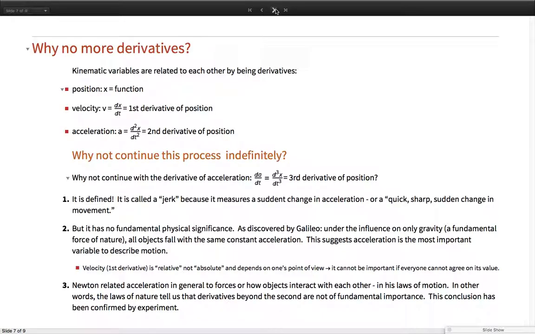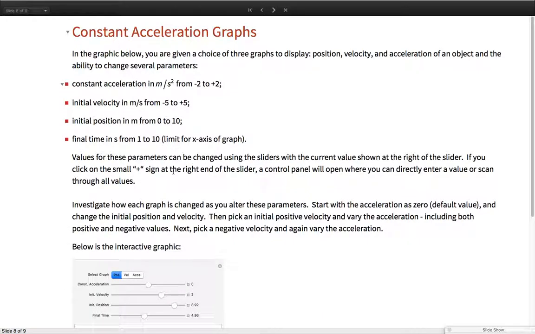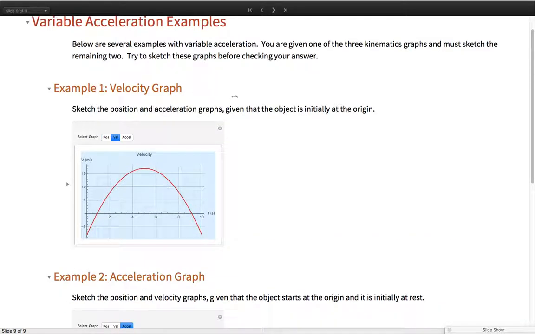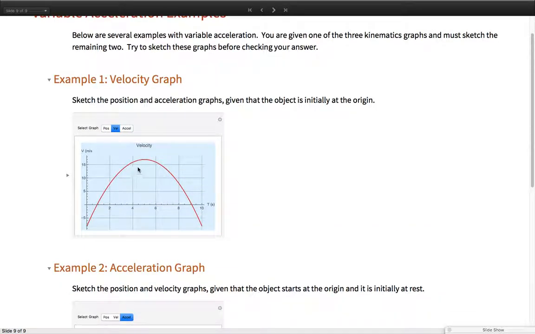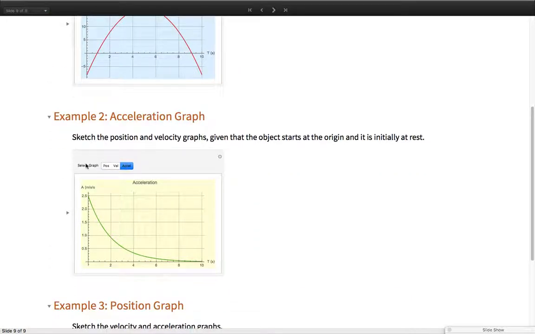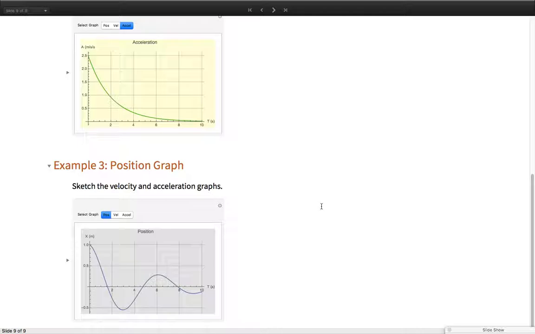And we will also look at some constant acceleration graphs. And I'll give you this data. You can sketch it and then check your answer here. And we will also do some more general examples where we have a velocity graph, find the other two, or have an acceleration graph, find the other two, or a position graph, and find the other two.